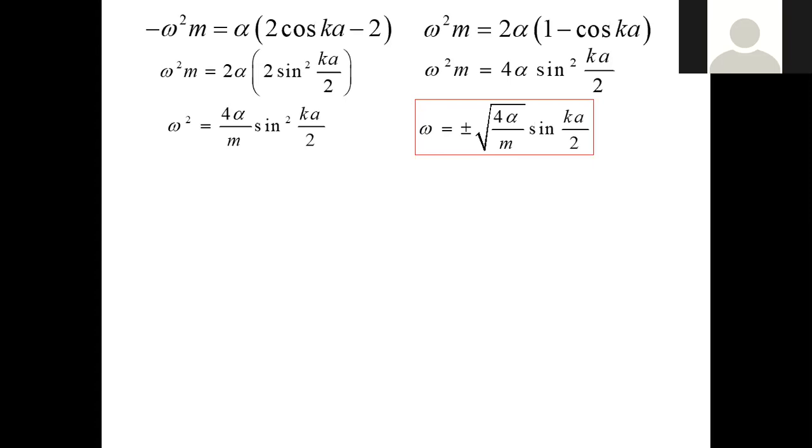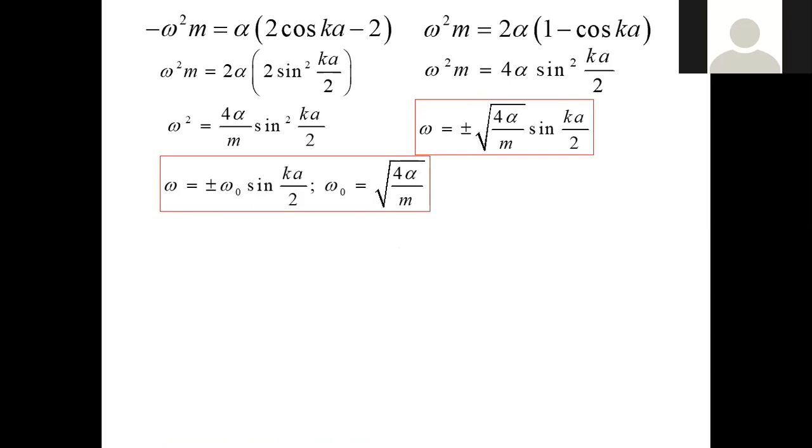And this frequency is related to basically the wave vector. So here omega is a function of k, or the frequency is a function of wave vector k. And obviously this relation depends on two things. One is the spring constant alpha, and the other is the mass of the atom. This relation is known as the dispersive relation of omega with k.